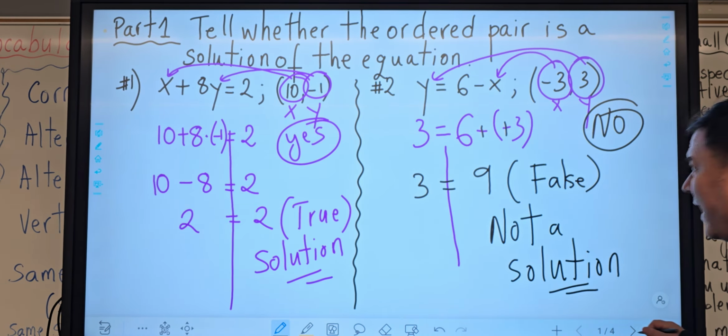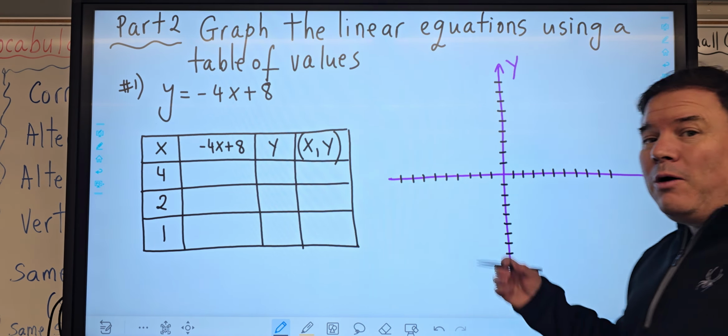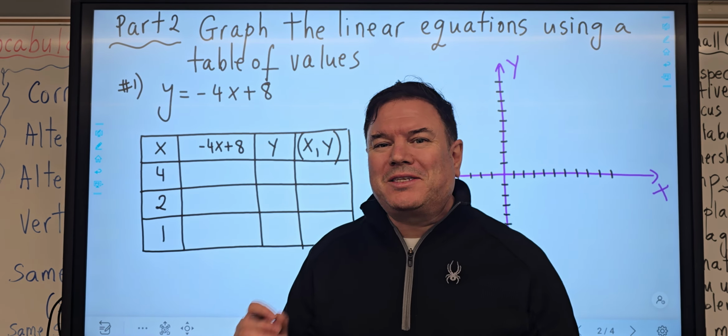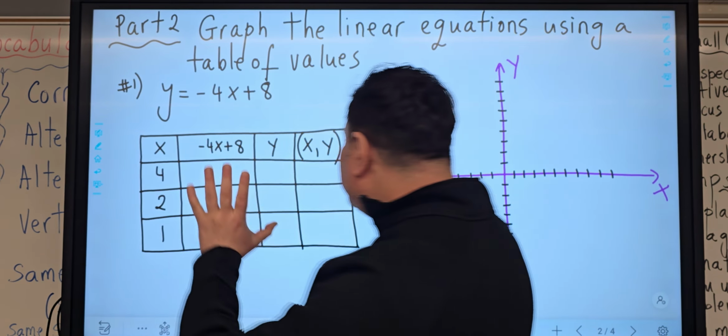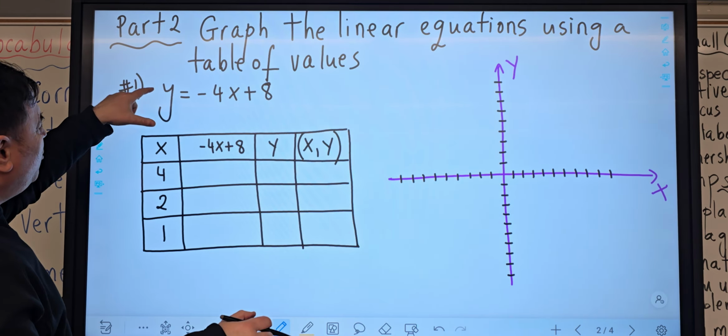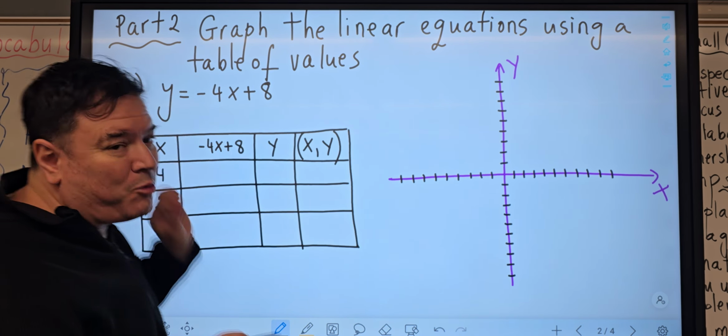Okay, let's take a look at part 2. Now in part 2, we are going to continue with some more graphing. Take a look at this table here. We have the equation y equals -4x plus 8.